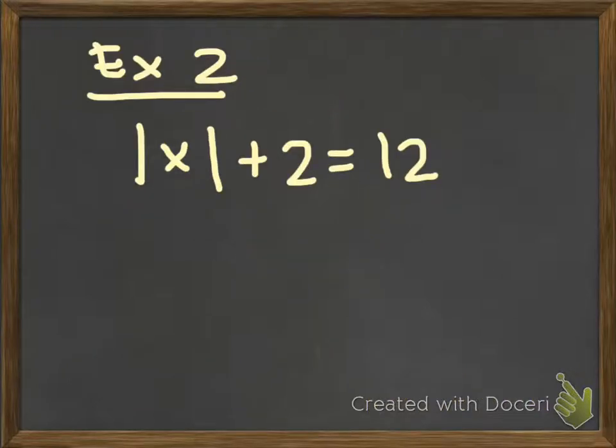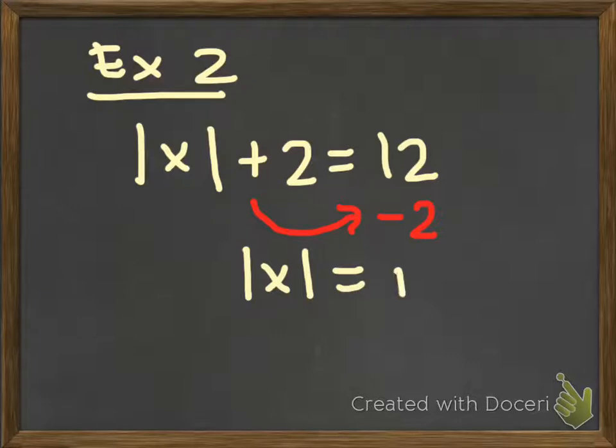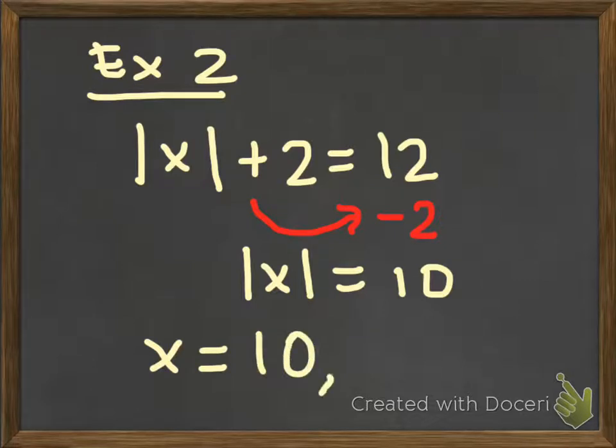Alright, example 2 is the absolute value of x plus 2 equals 12. So we're going to solve this as if it's a regular equation without the absolute value. So the first thing we're going to do is bring the plus 2 over here. It becomes -2. So now I have the absolute value of x equals 12 minus 2, which is 10. So that means there are two answers that work, +10 and -10.